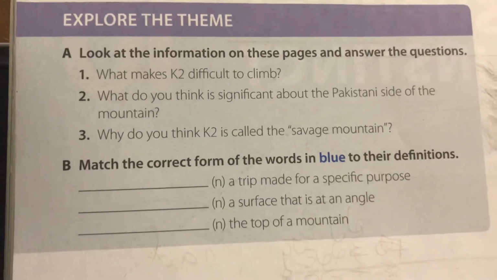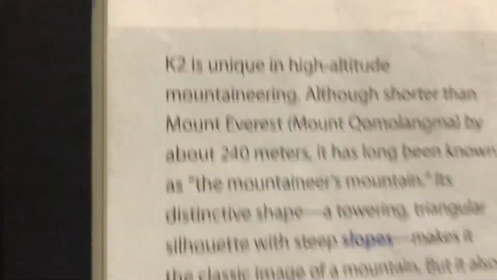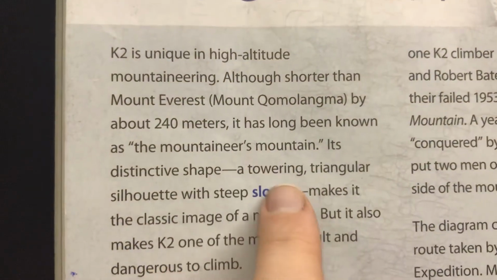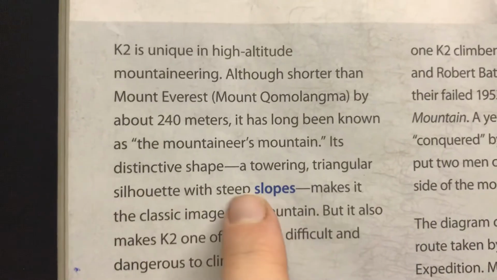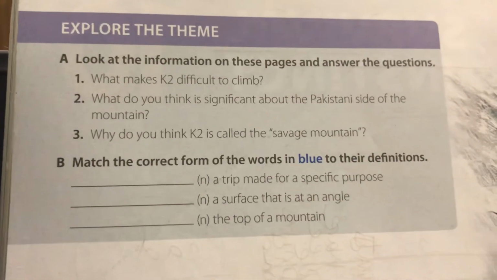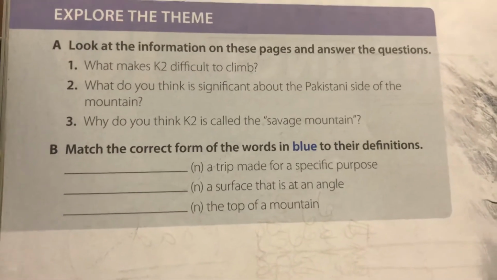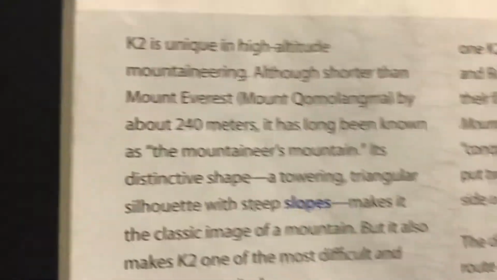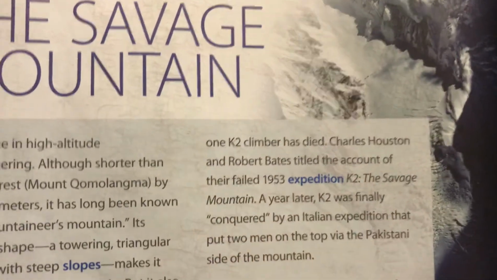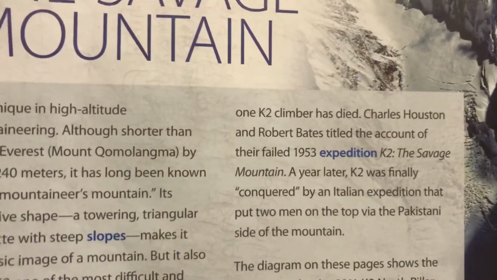What makes K2 difficult to climb? High altitude, towering triangular shape, steep slopes, and it's very dangerous. What do you think is significant about the Pakistani side of the mountain? We said that's probably safest. And number 3, why do you think K2 is called savage? Well, it told us for every 4 climbers who've succeeded, 1 K2 climber has died. That's a huge death rate.